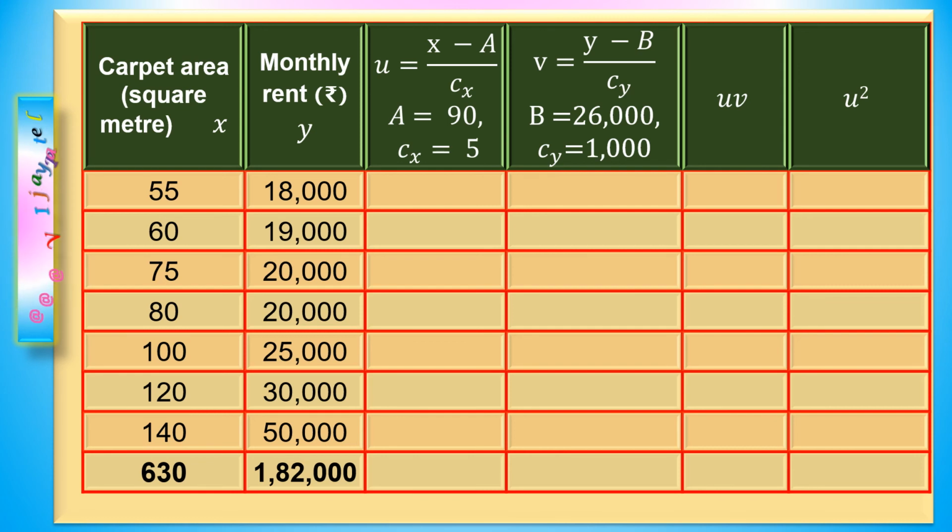Remember here, whenever we take the value of cx as 5, the value of a that we assume should be divisible by the value of cx. Meaning we can take any value that is divisible by 5. Similarly, for variable y, cy is equal to 1000, so we should take the value of b such that it is divisible by 1000. So here we should take b is equal to 26,000.